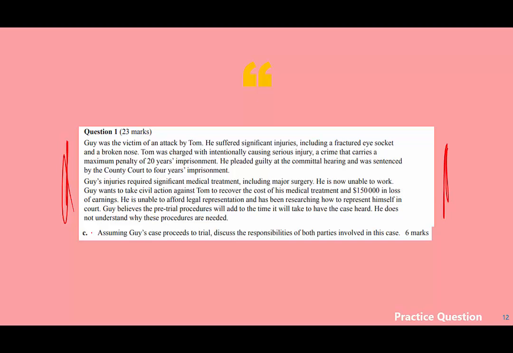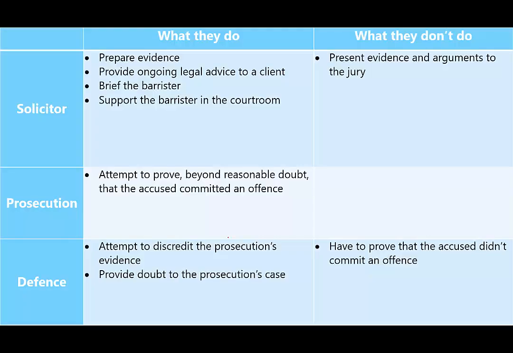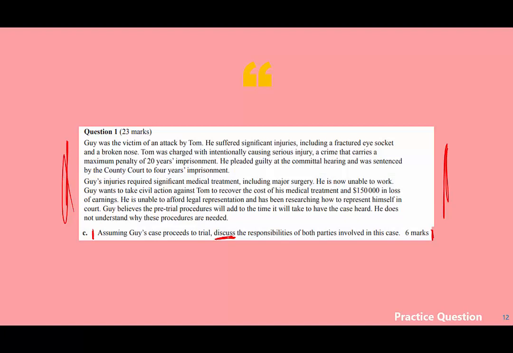And we got this question C that is based on the civil responsibilities, but it does cross over into what we need to know for criminal. So the question was, assuming Guy's case proceeds to trial, discuss the responsibilities of both parties involved in this case. Now, the old approach would have been, okay, again, it's civil, but if we just look at the criminal parties, the old approach would have been talking about how the prosecution has to prove beyond reasonable doubt, whereas the defence doesn't have to, etc. That little bit of what they do and what they don't do.